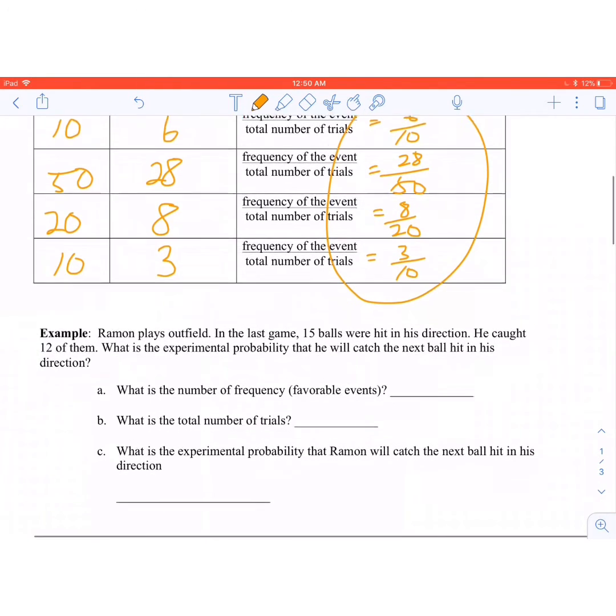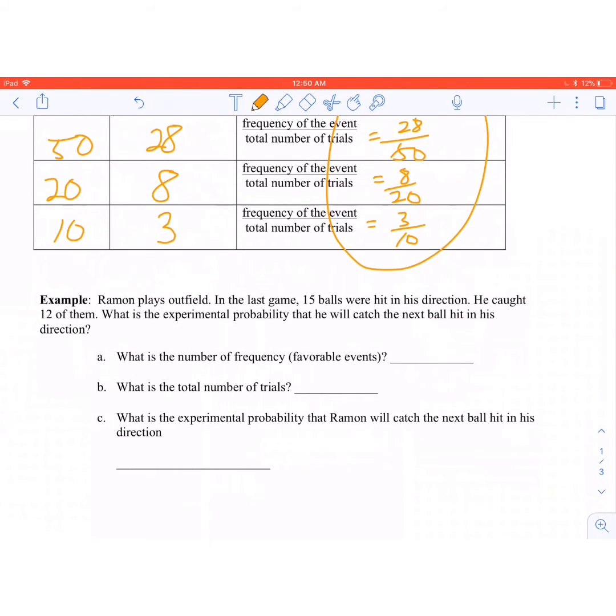In this example, Raymond plays outfield in baseball. In the last game, 15 balls were hit in his direction and he caught 12 of them. What is the experimental probability that he will catch the next ball hit in his direction? What is the favorable event? The favorable event is that he catches the ball, right? So he caught it 12 times in his experiment out of a total of 15 trials.